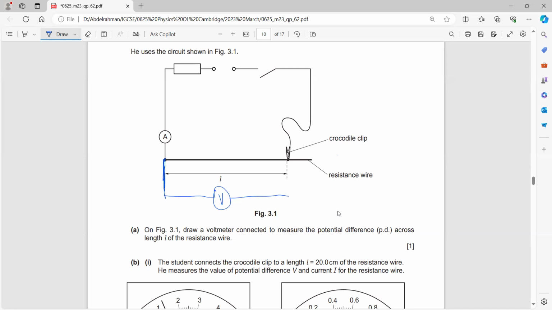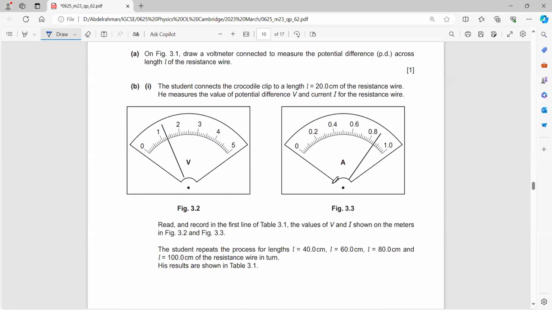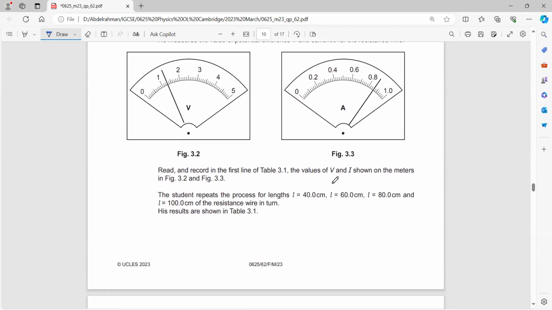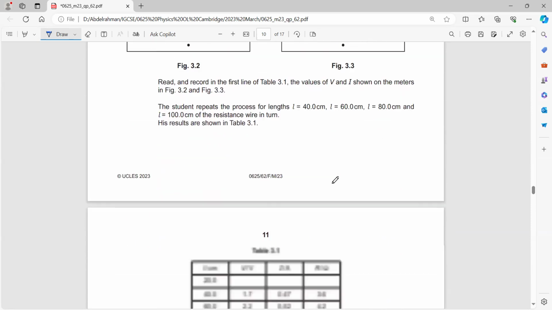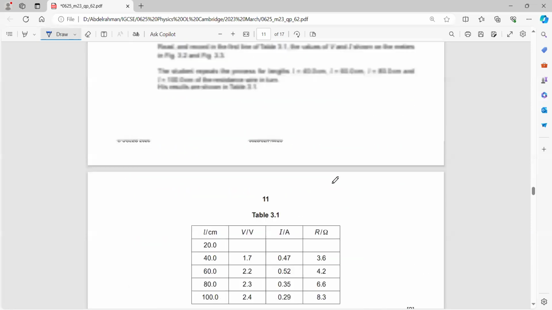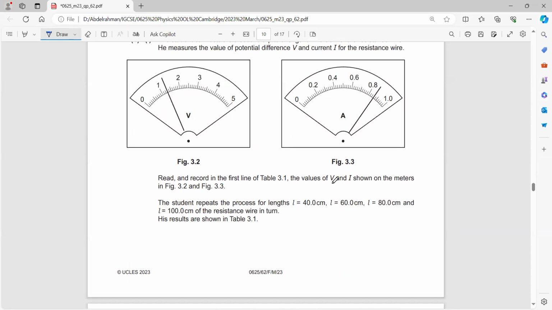V between the two ends of the crocodile clips. What's the measure of the voltage and the measure of the current? We need to record them in the table and then measure the resistance. What's the voltage and what's the current?